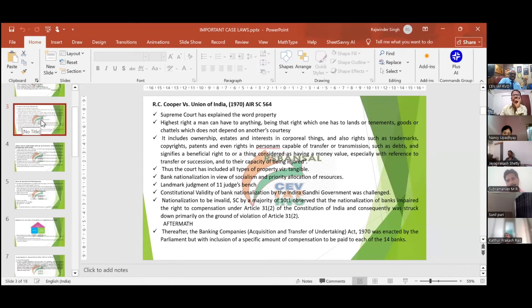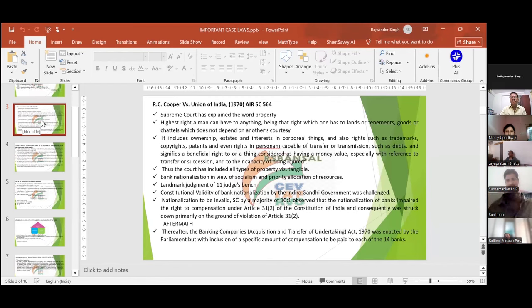It includes ownership of estates and interest in corporeal things, and also rights such as trademarks, copyrights, patents, and even rights in personam capable of transfer or transmission such as debts, and signifies a beneficial right to a thing considered as having money value, especially with reference to transfer or succession and to their capacity of being injured.